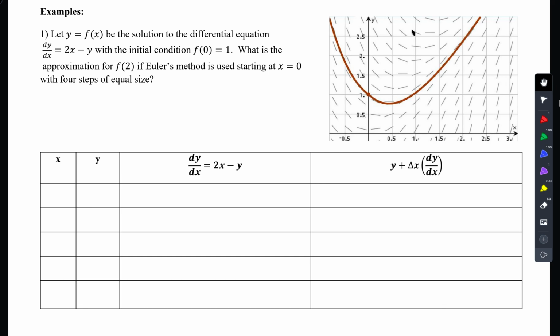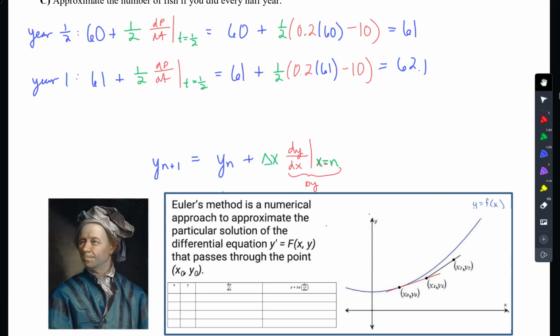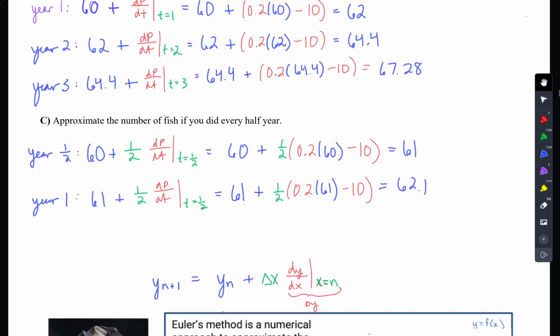It's not like a fish situation, but they're going to give you a differential equation. They're going to give you something to start with, so this is like your population of fish to start. Then you're going to approximate f sub 2 if Euler's method is used, starting at x equals 0 with 4 steps of equal size. The 4 steps is the way to think about how many times you're applying your rate.